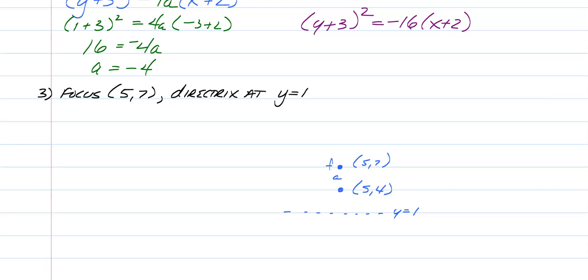Also, the focus is always inside of the parabola, so this has to open up. Meaning, we know this guy has an x variable that is squared, and we have a positive 4a value. Now that we know the vertex is (5, 4), this is x minus 5 and y minus 4. And the distance, our a value, is 3. So 4 times 3 is 12, and we are done.